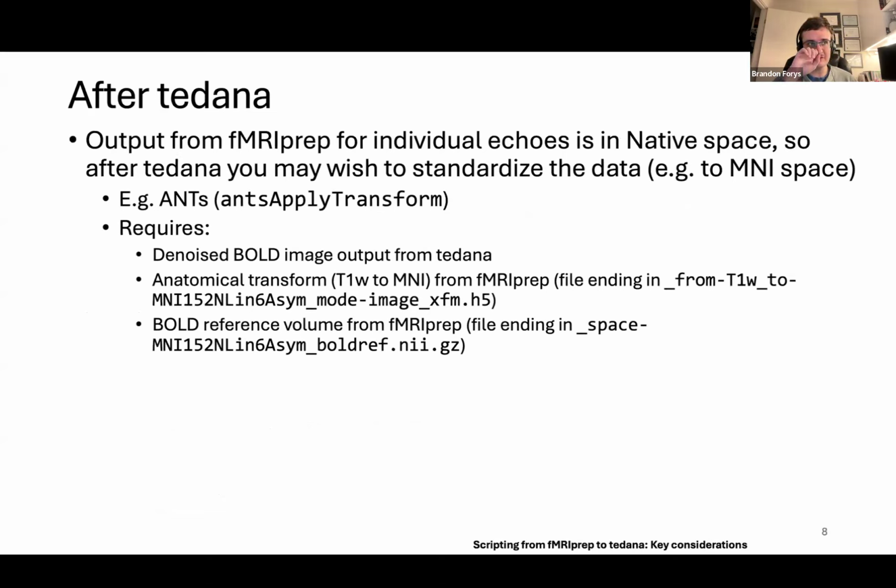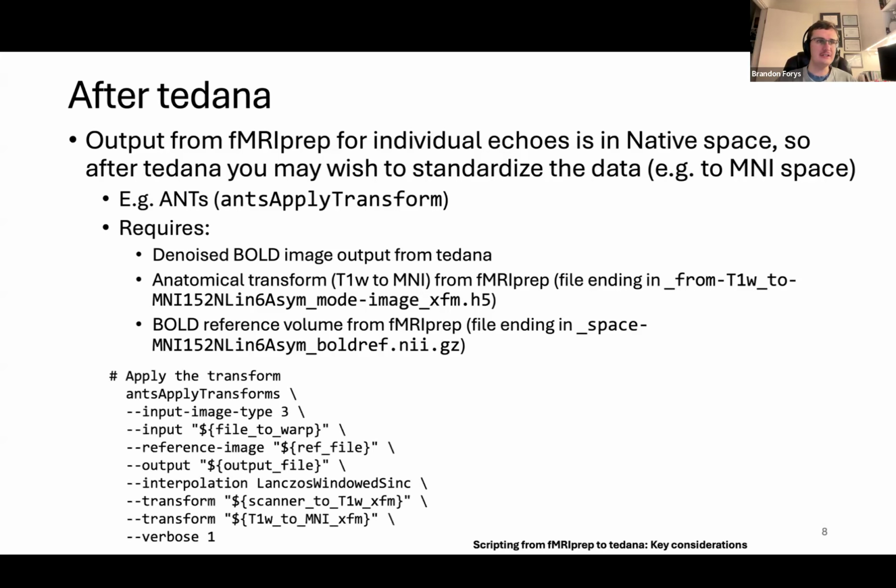And this involves pulling files from fMRIPrep, actually, for the T1-weighted to MNI transform file, and using a bold reference volume from fMRIPrep, taking the denoised bold from tedana as an input and warping it quite robustly and non-linearly into standard space. So that's the first part of the presentation, super quick there.